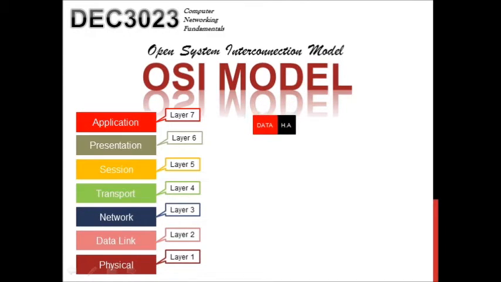This set of 7 layers defines the different stages that data must go through to transfer from source to destination on any network of the world. It is an abstract model of how network protocols and equipment should communicate and work together.